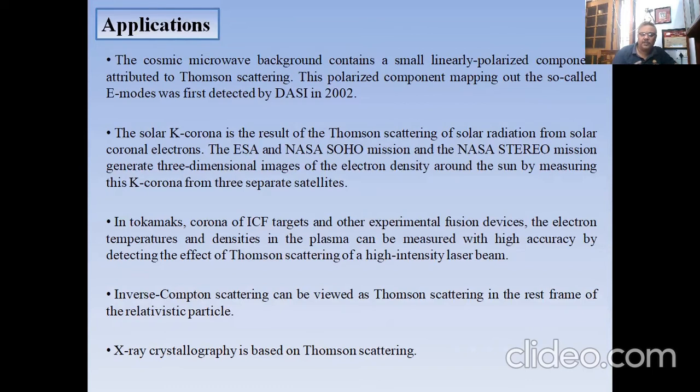The electron temperature and the density of the plasma are quite high, so we need Thomson scattering to detect the high intensity laser beam. Inverse Compton scattering can also be viewed as Thomson scattering in the rest frame of the relativistic particle. X-ray crystallography is based on Thomson scattering. And now we come to the theoretical treatment of Thomson scattering.